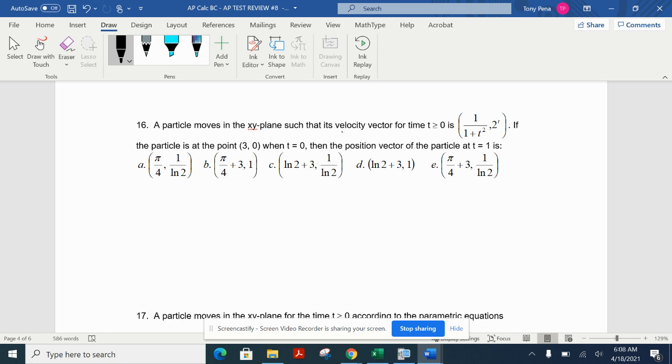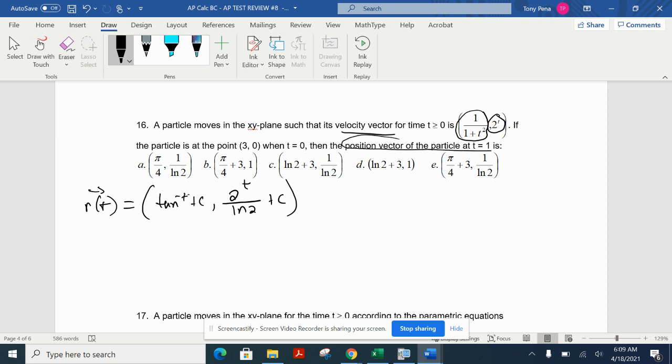This is our velocity vector. So if I want my position vector, let's call this r of t. The antiderivative of this, hopefully we recognize, is the inverse tangent of t plus our constant. The antiderivative of this is the exponential function. It repeats itself. And then we've got to divide by the natural log of 2 and then plus your constant. If I ultimately want my position vector at the time of 1, I need to find my position vector at any time. So that would mean we need to figure out what these c's are first.